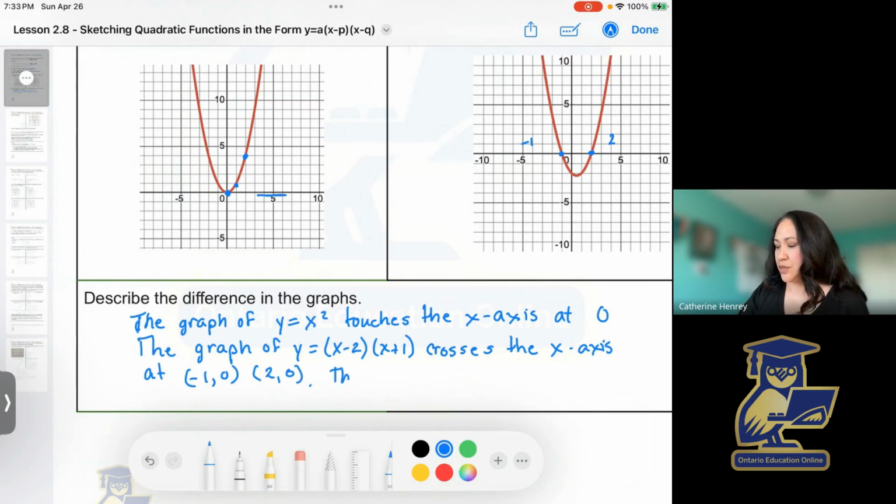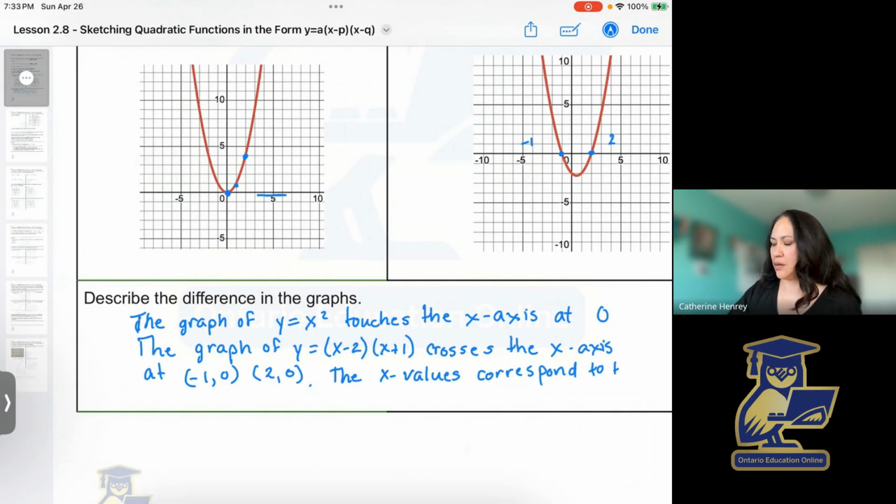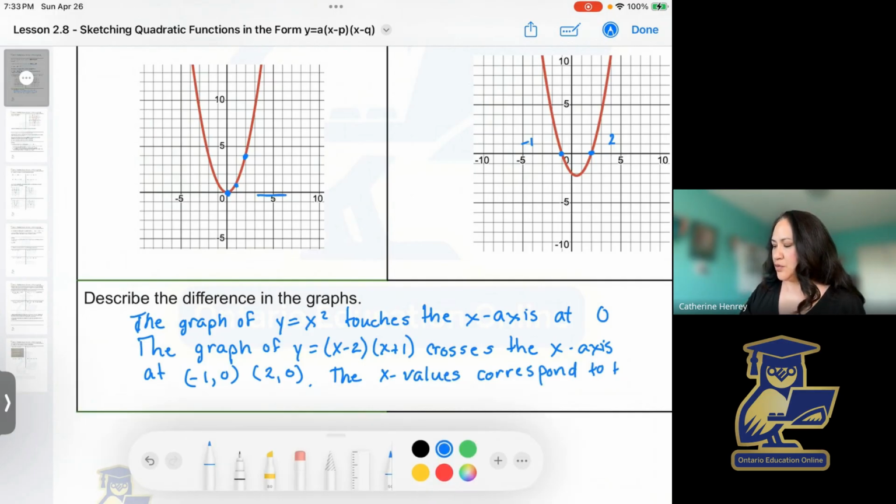We also note that the x values correspond to the opposites of the values inside the brackets.